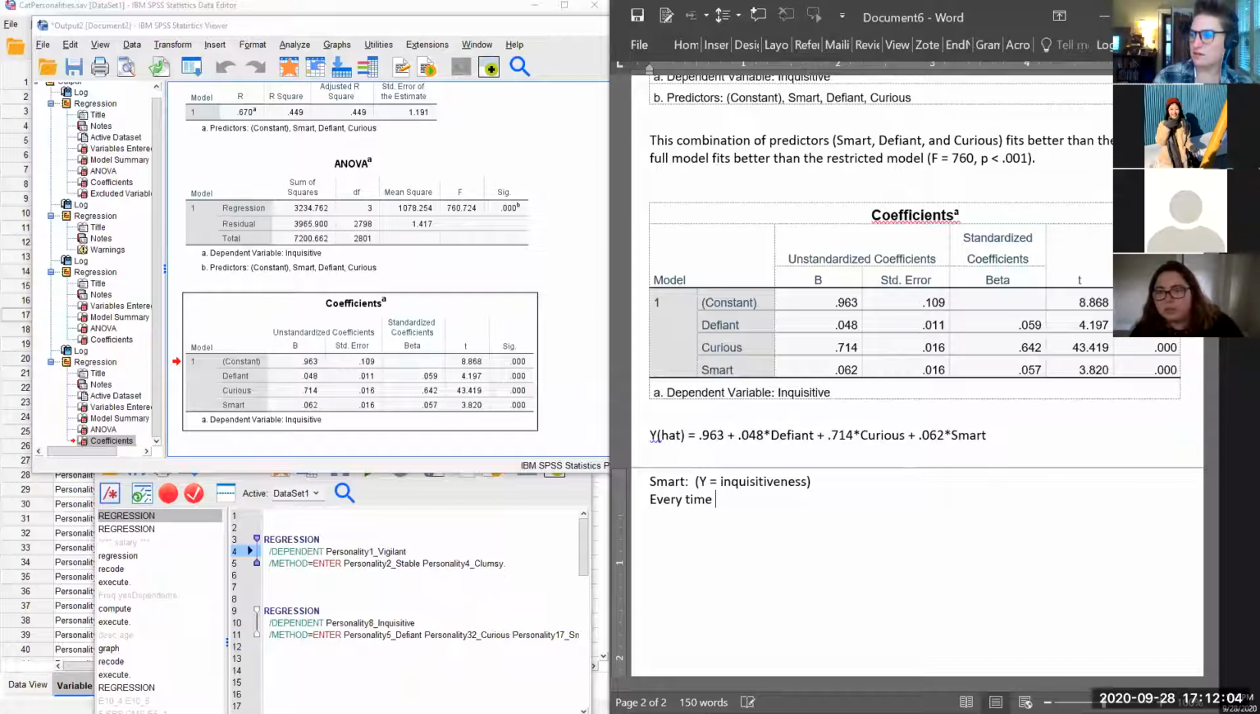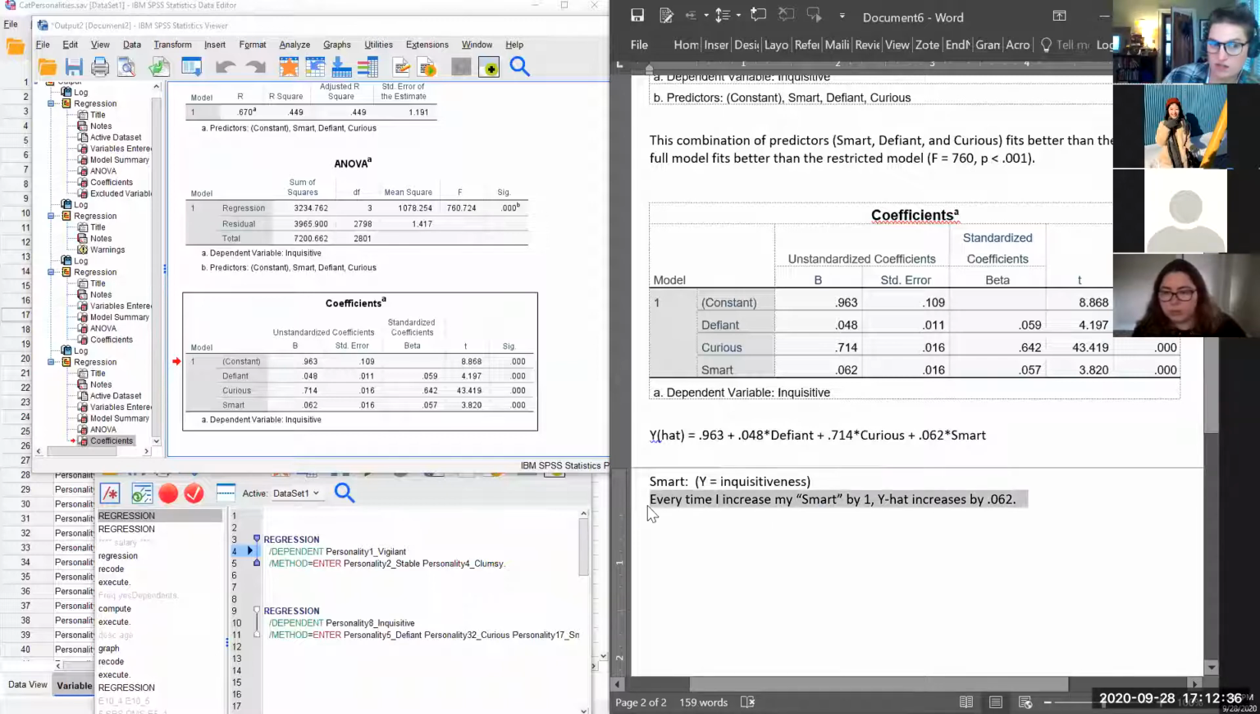So that Y hat increases by the 0.62. Yep. Yes. So this part is the same as it was in standard regression. What's new with multiple regression?